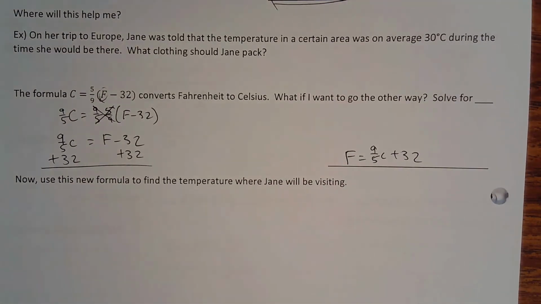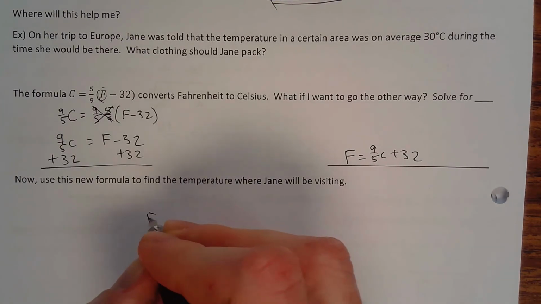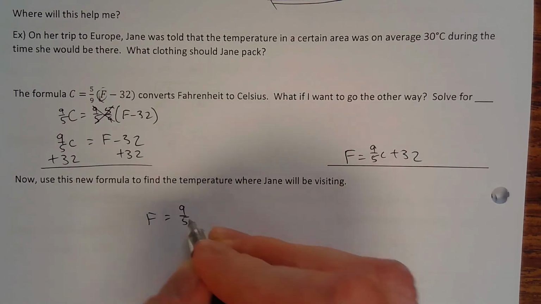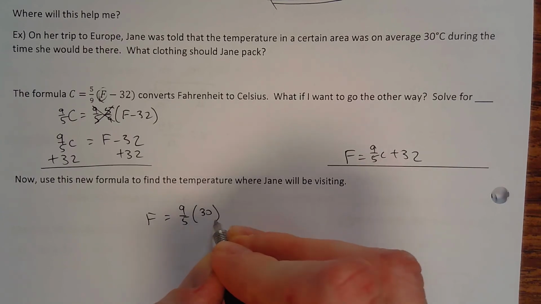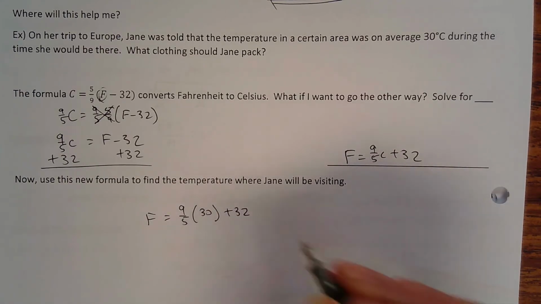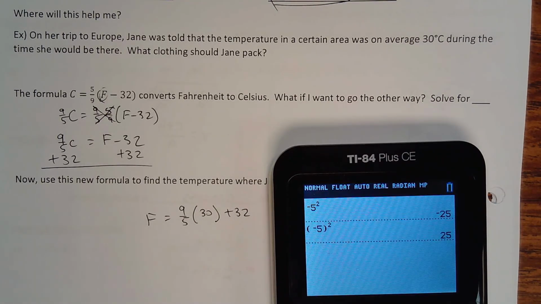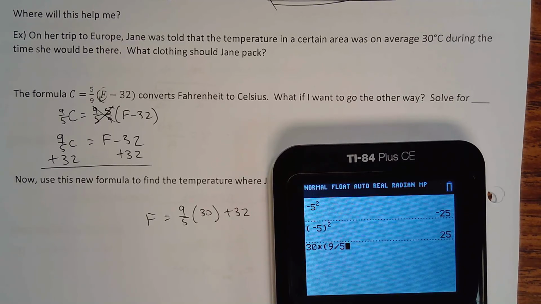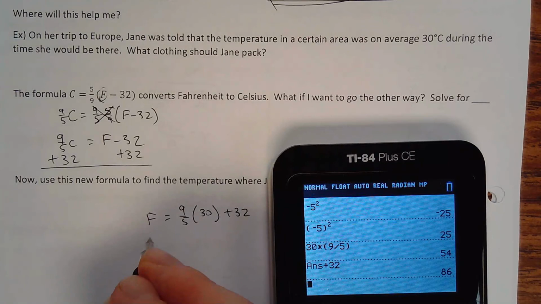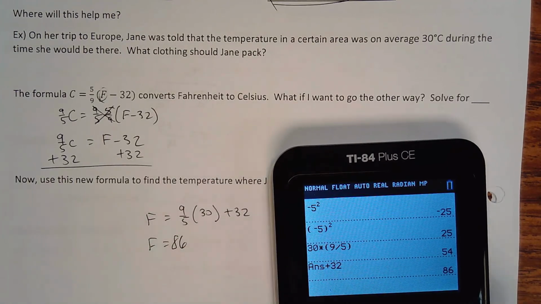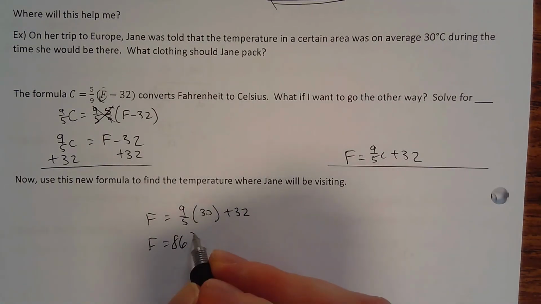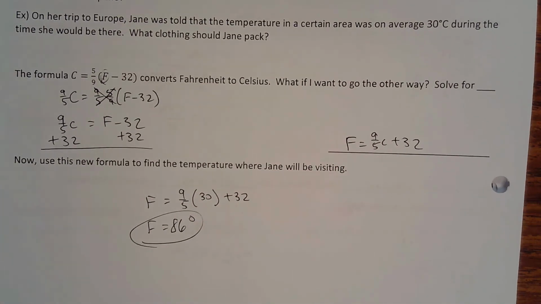So using this formula, find the temperature. So F would equal 9/5 times 30 plus 32. Again, just use a calculator. So I could do 30 times 9 divided by 5, and then add 32. So it's going to be 86 degrees. So Fahrenheit would be 86 degrees. She should pack kind of warm. Okay, so wear some shorts.